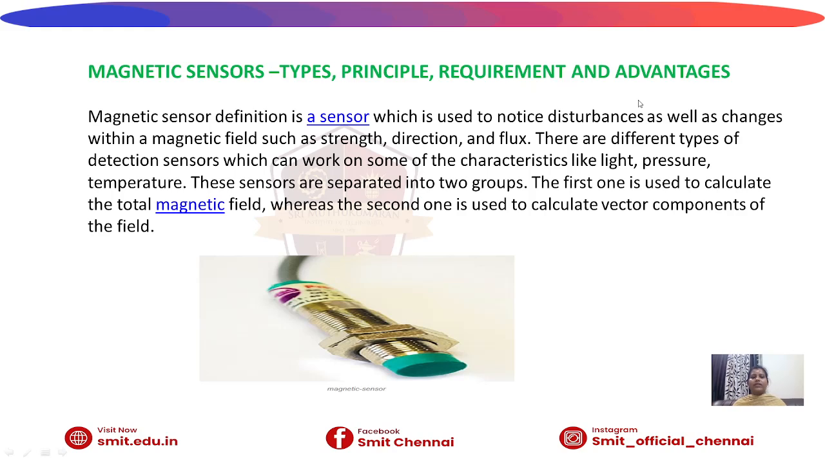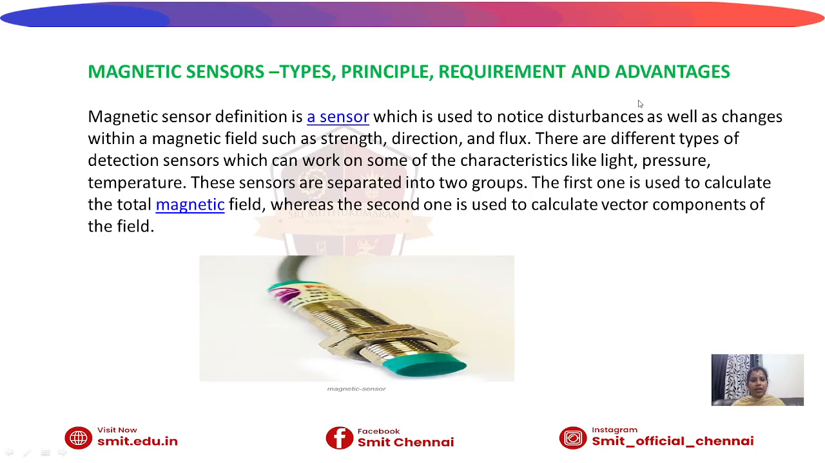So what is a magnetic sensor? It senses and notices the disturbance as well as the changes within the magnetic field. That disturbance or change may be in strength, direction or flux. Different types of detection sensors are there, such as light, pressure and temperature, but a magnetic sensor works in a magnetic field only, sensing strength, direction and flux.